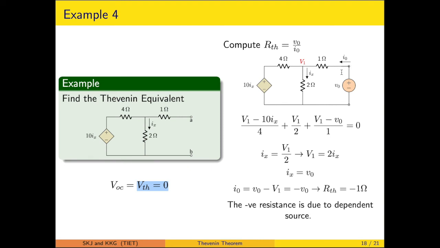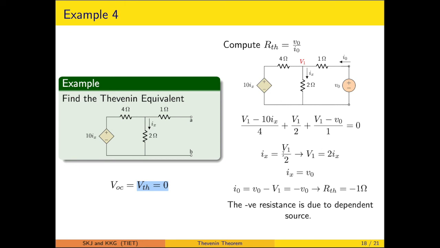So in this we have to form the nodal equation. This intermediate node voltage is assigned V1, and with respect to that we will be making a calculation. So V1 minus 10 Ix upon 4 will be the outward current here. Ix is nothing but V1 upon 2. This particular branch is carrying current V1 minus V0 upon 1. So that gives you the arrangement.